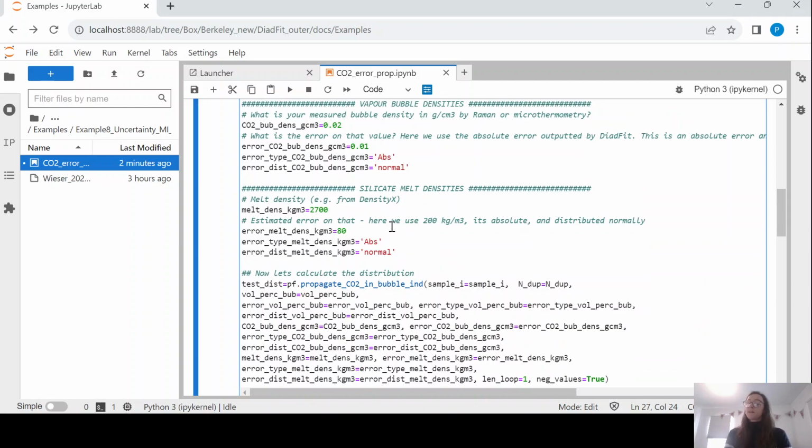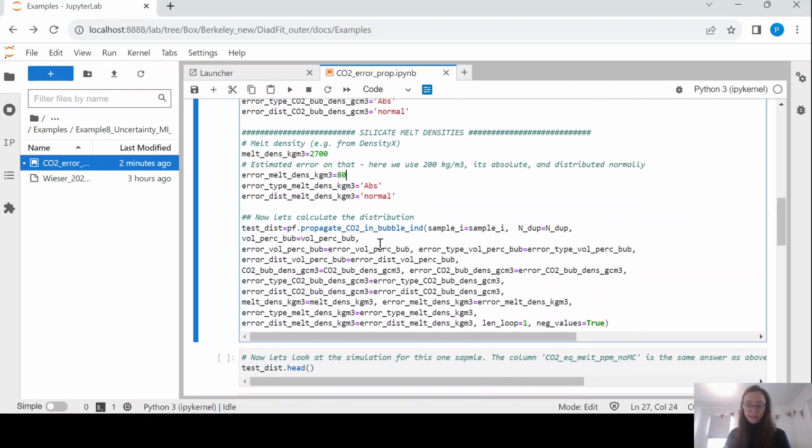For the density of the silicate melt, chances are you've calculated this from a tool like DensityX, and that tool actually gives you the uncertainty on that. So in this case, the melt density is 2,700 and the error is 80 kilogram per meter cubed. Again, it's an absolute error distributed normally.